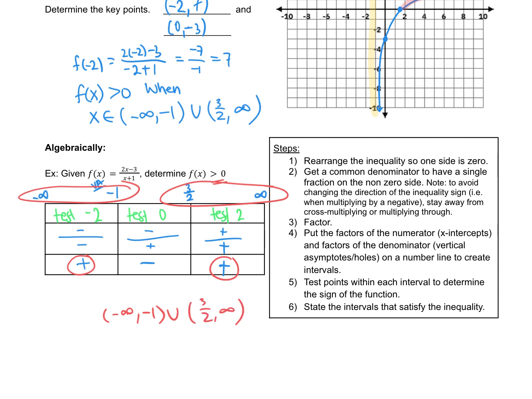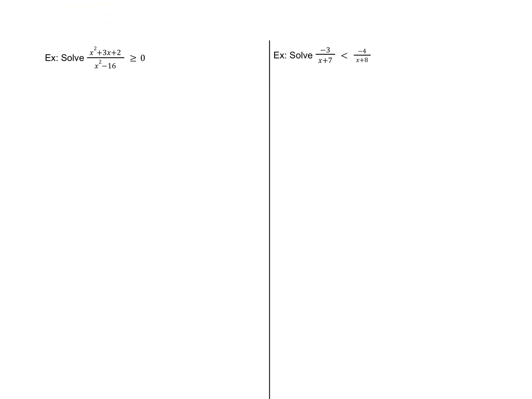But the sign analysis might actually be a more efficient way, because graphing rationals can be a little tedious, especially if you have more asymptotes to deal with. So let's try another example. We're going to solve the following inequality. But this one, we have a quadratic in the numerator and denominator, which means we need to factor first. So when we factor the numerator, we'll have (x + 2) and (x + 1). The denominator is a difference of squares.